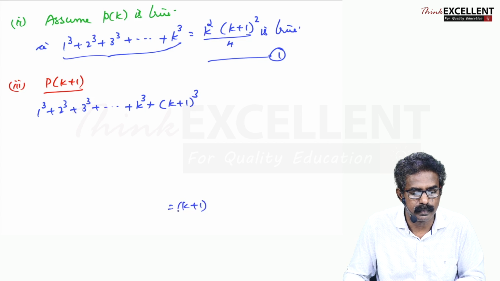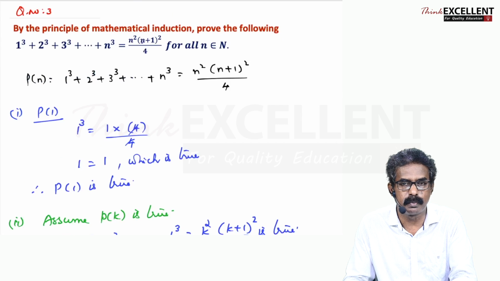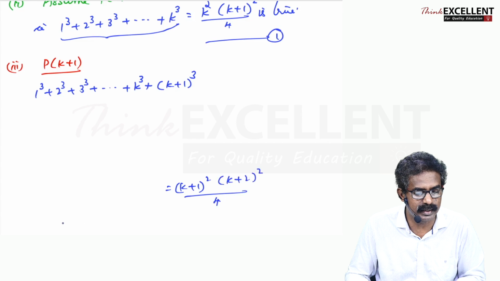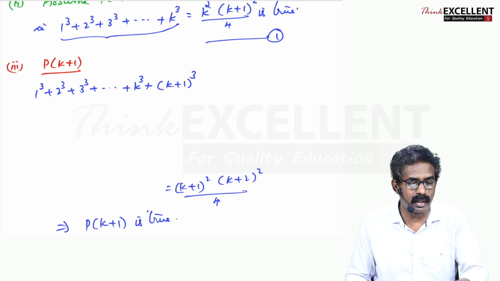Next, instead of k, it is k plus 1. K plus 1 plus 1. So same thing here, right? Instead of n, you put k plus 1. K plus 1 plus 1. So k plus 2 the whole square. K plus 2 the whole square by 4. This is the answer you are supposed to get. Once you get this answer, you can say P of k plus 1 is true. And by the principle of mathematical induction, it is true for all natural numbers.